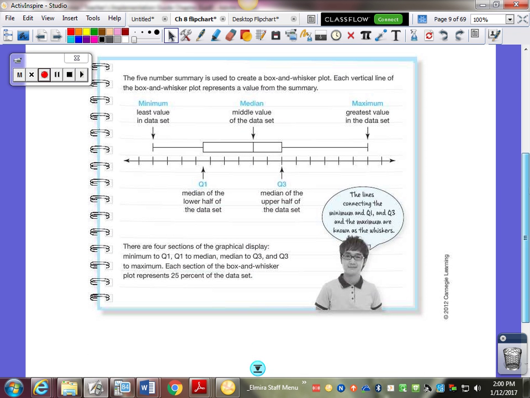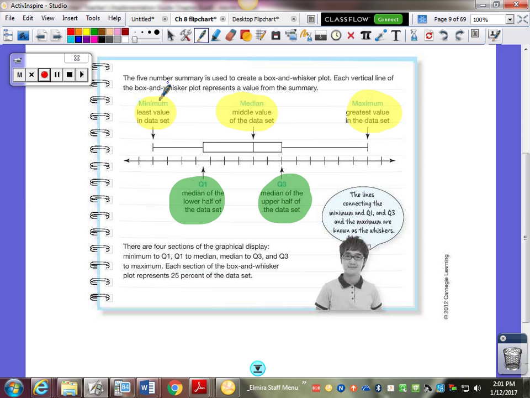Box and whisker plots. So some of this is kind of easy, like the minimum data point is the lowest number. The maximum would be the highest number. And you've probably done the median before. The median is when you put all your values in order from least to greatest and you find the one that's in the middle. If there's 2 in the middle, you have to add them up and divide by 2. Things that are new, that you probably haven't heard of before, are quartile 1 and quartile 3.